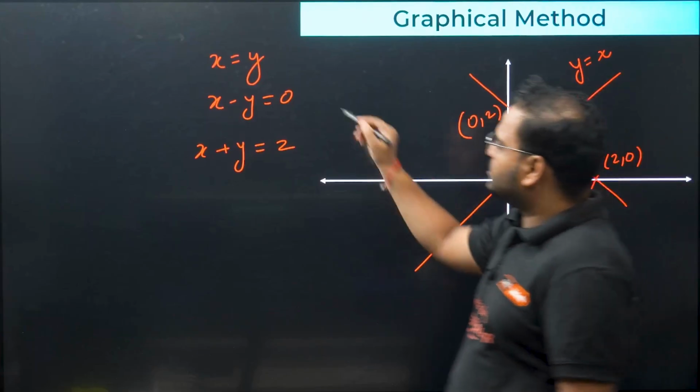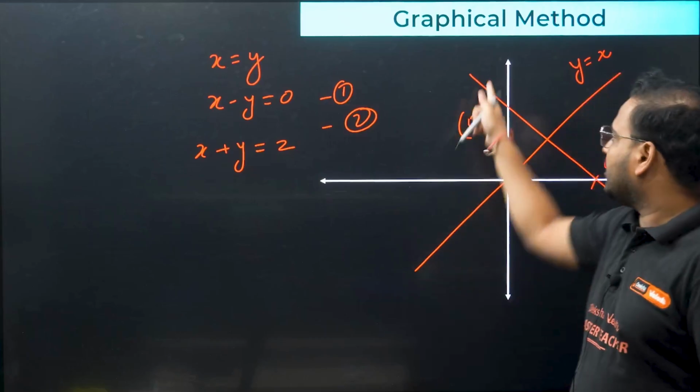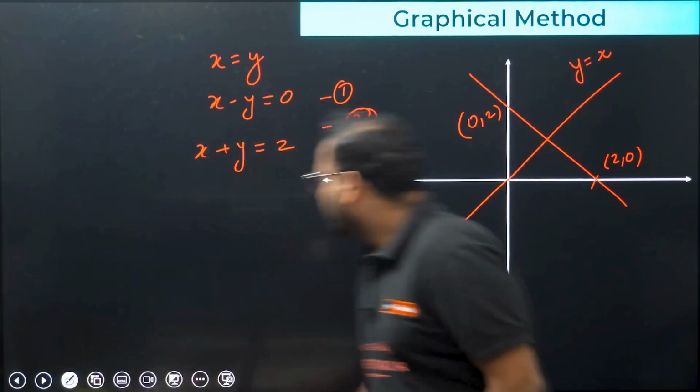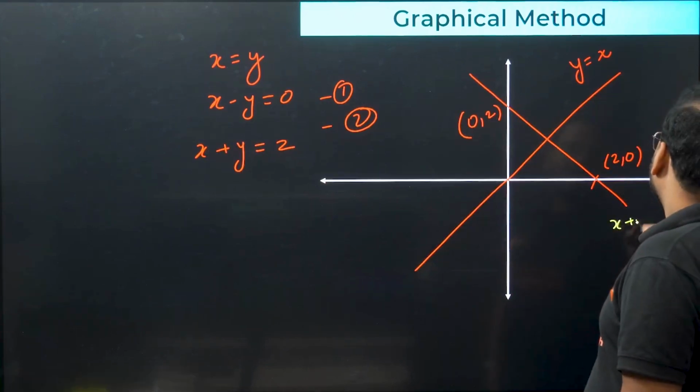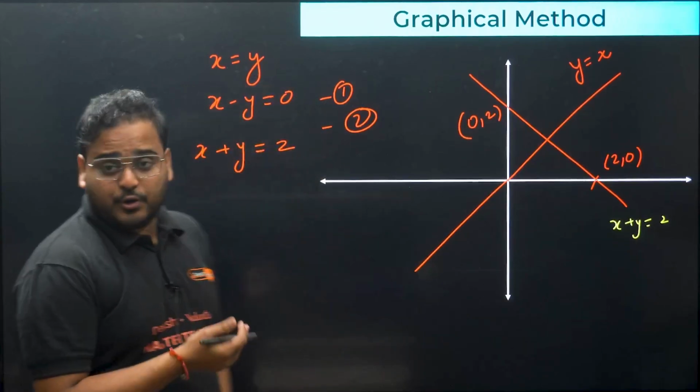So I've taken two equations, equation number 1 over here and equation number 2 over here, and plotted these equations on the graph, not the number line actually, on the graph. Write the equation y equal to x over here, and this is x plus y equal to 2. Write the equations where the graphs have been drawn.